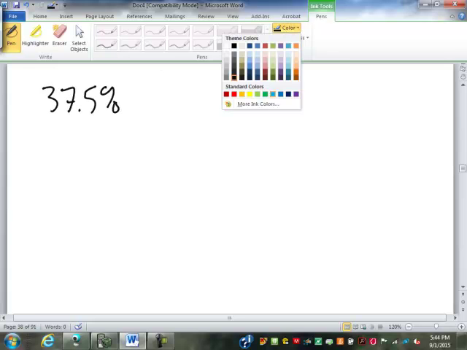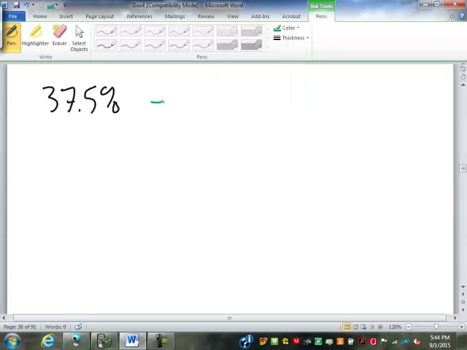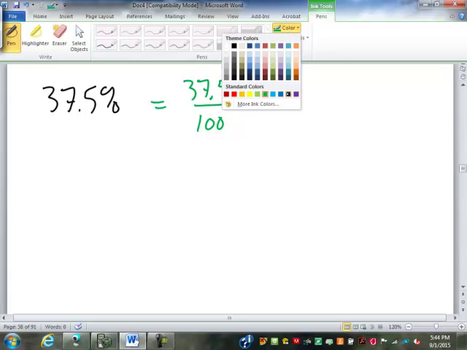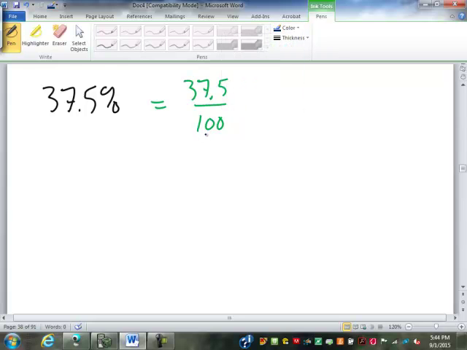How about 37.5%? Perfect. Just like any other percent, it's 37.5 over 100. But we don't like having decimals within our fractions either. To get rid of a decimal, we multiply by 10 or 100 or whatever we need, depending on how many decimal places we have to get rid of.